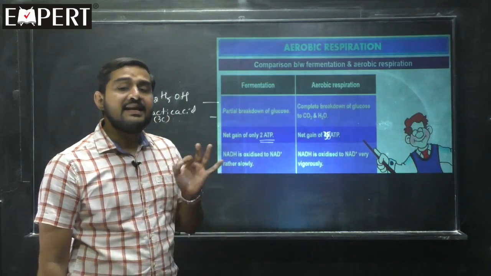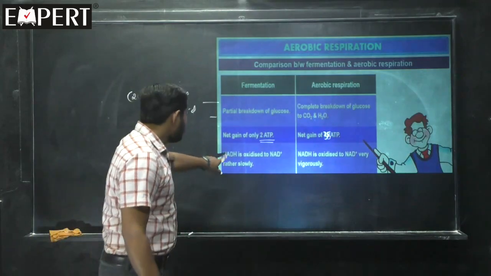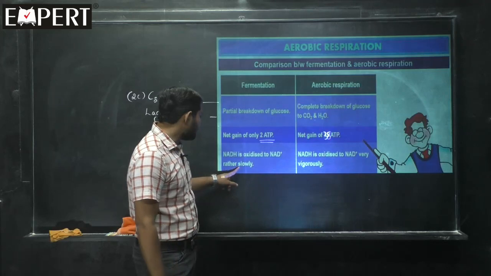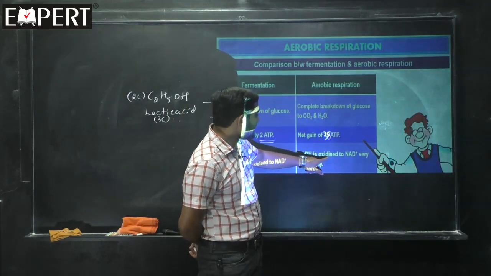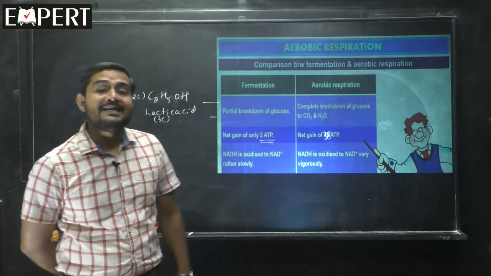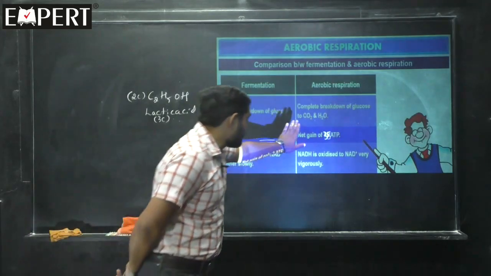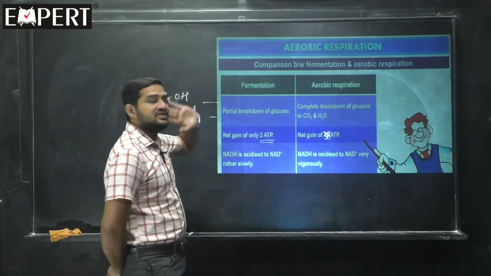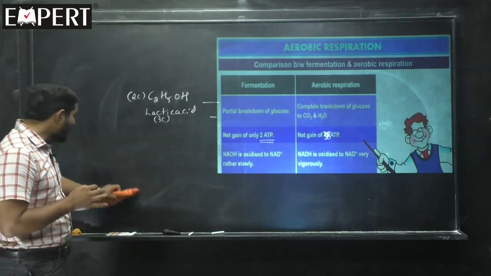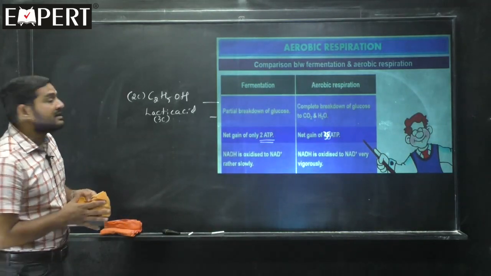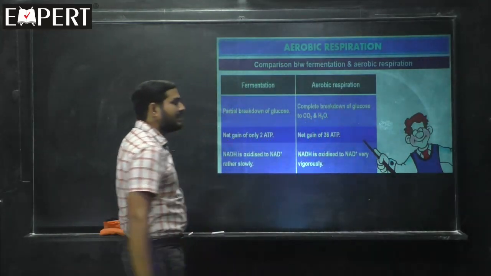In the sixth step of glycolysis, NADH plus H plus was formed. That gets reoxidized during fermentation. The NADH gets oxidized to NAD plus rather slowly in fermentation. But here NADH is oxidized to NAD plus very vigorously during oxidative phosphorylation. Clear, right? So ultimately, energetically, the very useful process is aerobic respiration, because it is going to give 38 ATP. But in contrast, anaerobic respiration gives a lesser number of ATP.